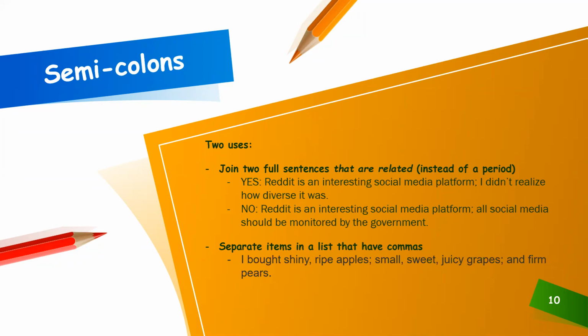So in this example, I bought shiny, ripe apples; small, sweet, juicy grapes; and firm pears. So you can see the commas here are being used to separate the descriptive adjectives that are describing the nouns, but then the semicolons are being used in between apples, grapes, and pears. So they're separating the actual nouns in the list.